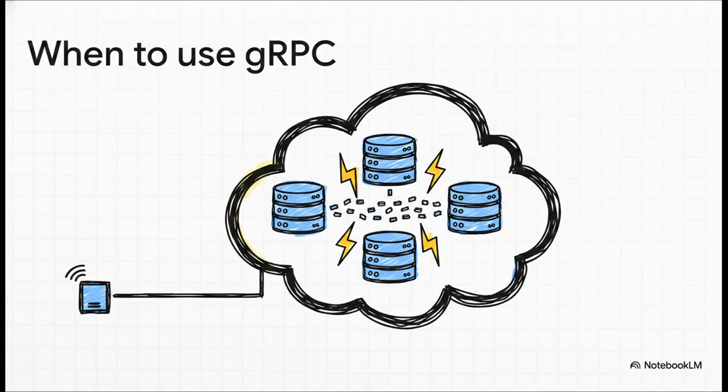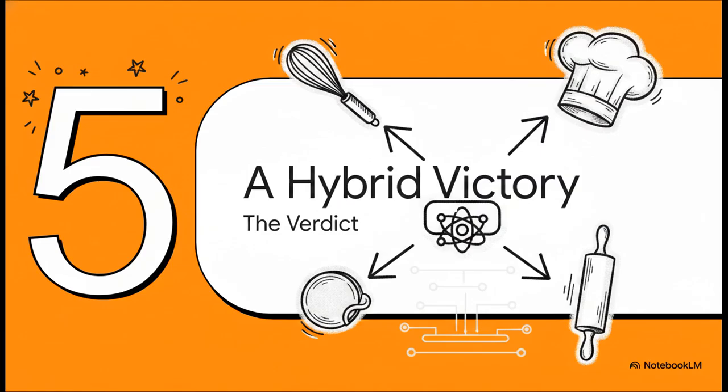And gRPC? This is for all your high-performance, internal, behind-the-scenes communication. We're talking microservices chatting with each other at lightning speed, real-time data streaming between your servers, or even communication with IoT devices out in the field, where every byte and every millisecond of efficiency is critical. That's gRPC's domain. So, after all of that, who wins the great API bake-off?